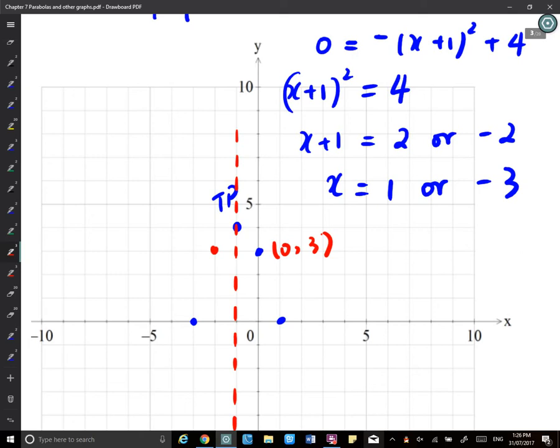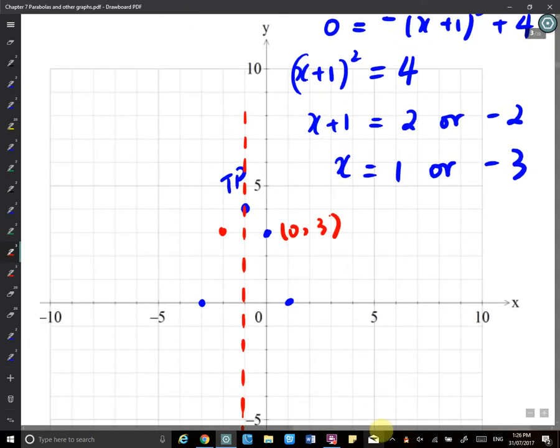You must label the 4 blue points: 2 x-intercepts, 1 y-intercept, 1 turning point. See, this line is x equals minus 1. The point is 1 unit away from it, and you can go 1 unit away to that side as well. So this point will be negative 2, 3. Then the graph.